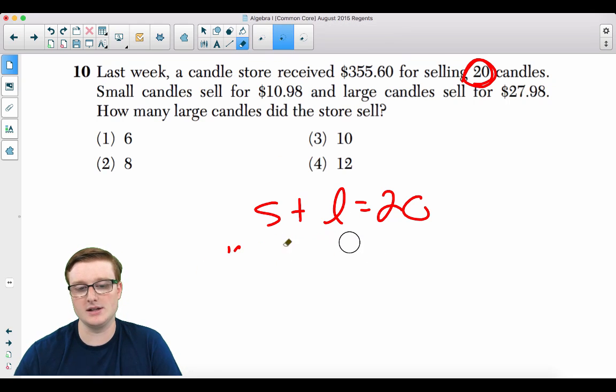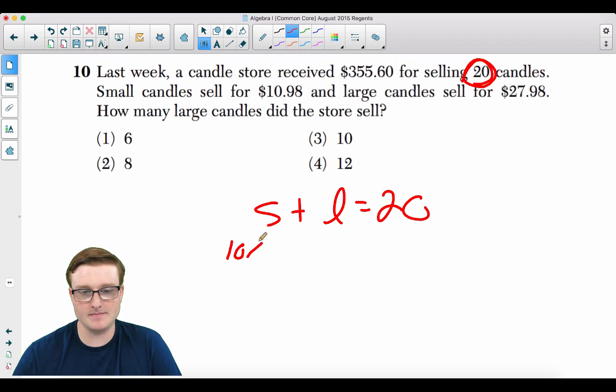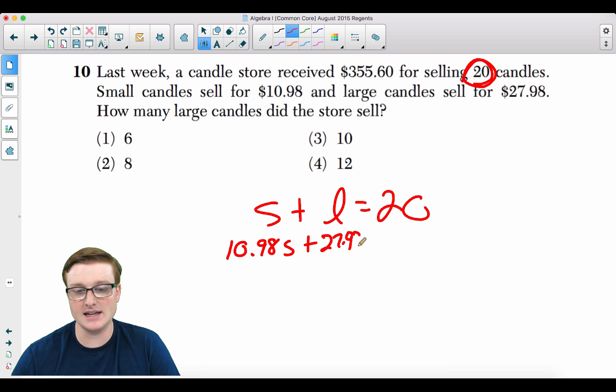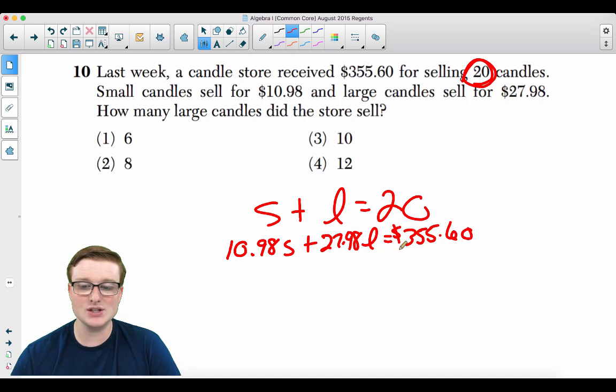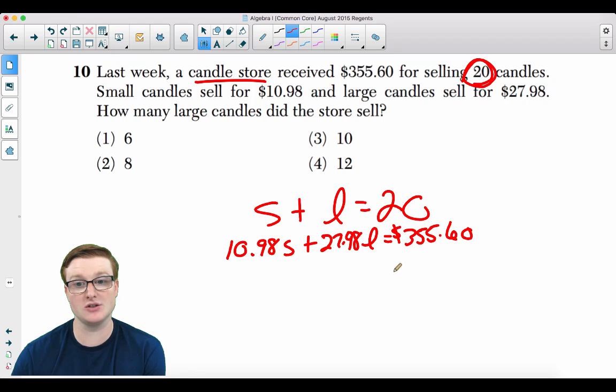Oh, I'm sorry. Let me rewind. $10.98 plus $27.98 is equal to $355.60. This represents the amount of money that this candle store received from selling the candles. Well, they sold 20 candles, but now we got to figure out how many small ones and how many large ones we sold to get this result. So they're asking you how many large candles did they sell.